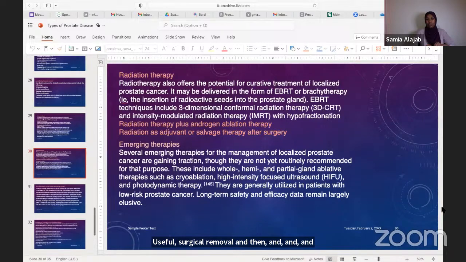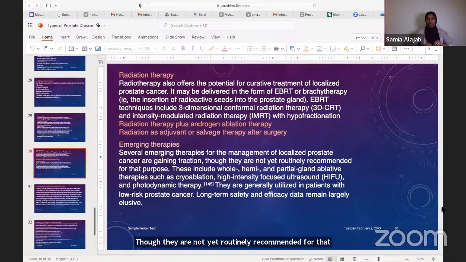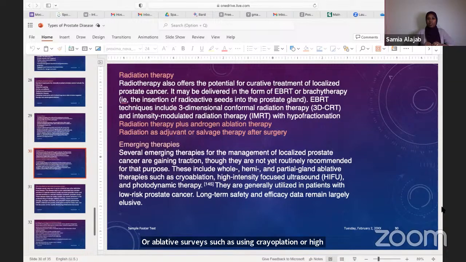There are some, as we said, emerging therapies. Several emerging therapies for management of localized prostate cancer are gaining traction, though they are not yet routinely recommended for that purpose. One of them is whole, hemi, or partial gland ablation, or ablative therapy, such as cryoablation, high-intensity focused ultrasound, and photodynamic therapy. They are generally utilized in patients with low-risk prostate cancer, and their long-term safety and efficacy data are still largely elusive. So these are still emerging therapies.